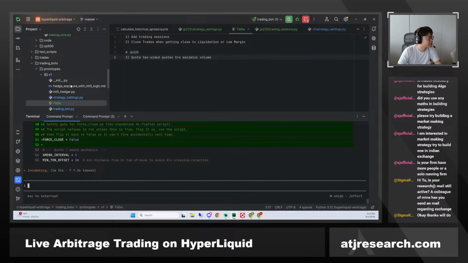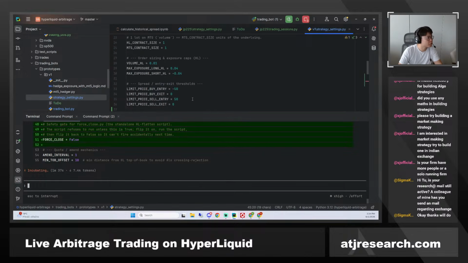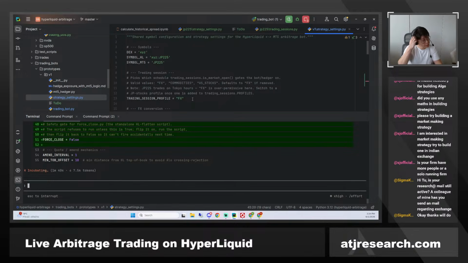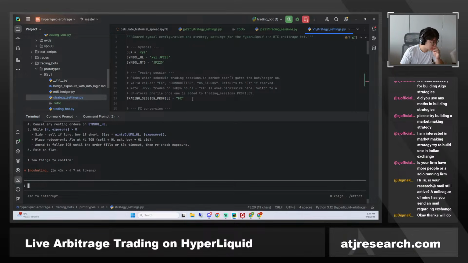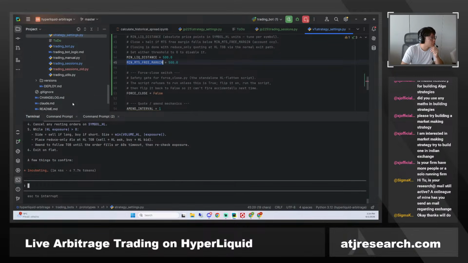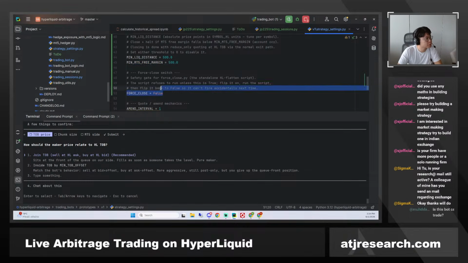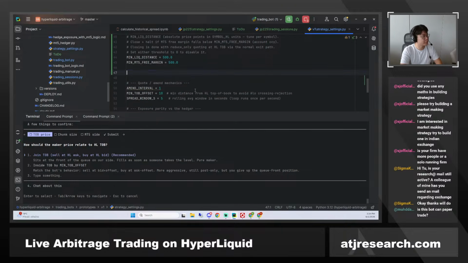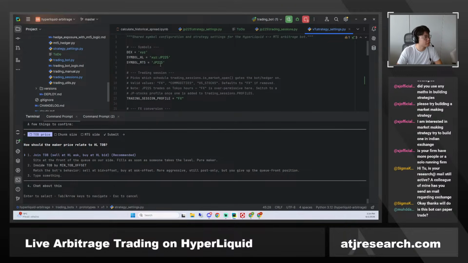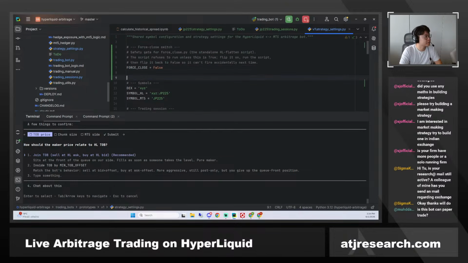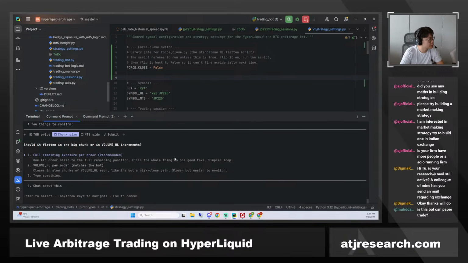Okay, so here in strategy settings, we're adding the force close. So basically, this value can get quite dangerous, right? Because we'll just close all the trades, so we will flatten them. So you should definitely be careful with this. And here we will just do it at top of book.